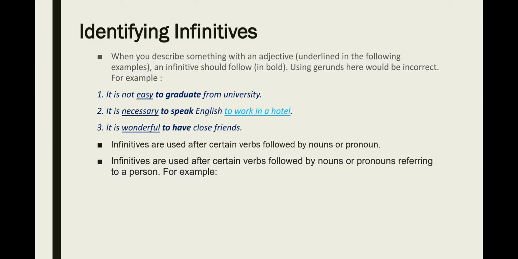When you describe something with an adjective, underlined in the following examples, as you can see below, an infinitive should follow, as shown in the bold. Using gerunds here would be incorrect. I will repeat the first example. It is not easy to graduate from university. You can see more examples below.